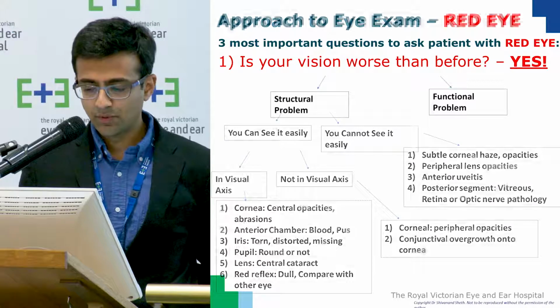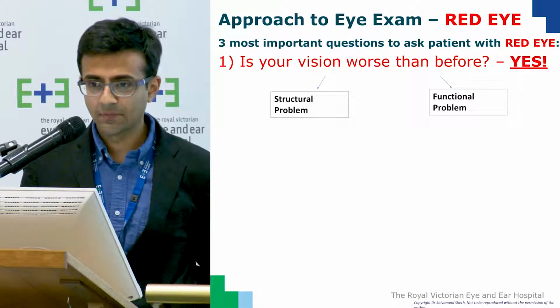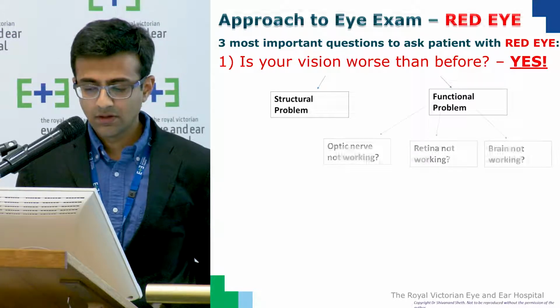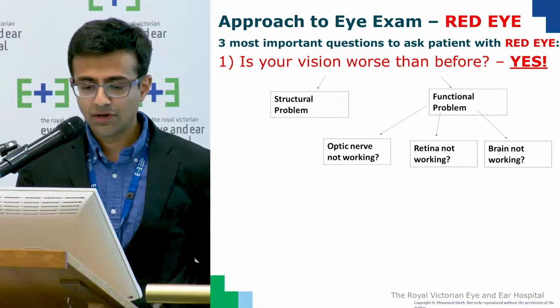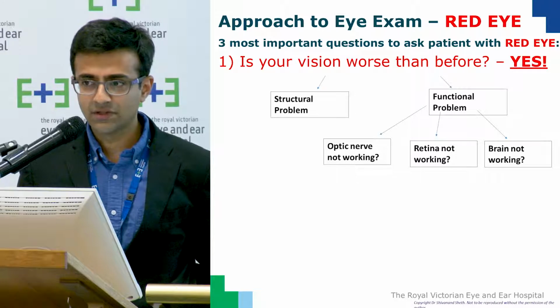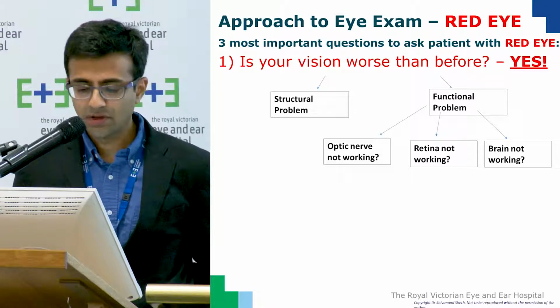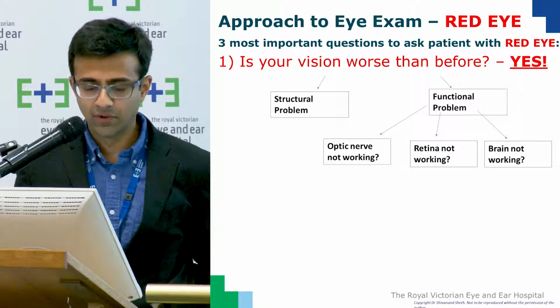Now, what are the functional problems that can explain a red eye with worse vision? So functional problems is that the eye is structurally normal. You can't see any obvious pathology, but the vision is definitely down with a red eye. So is it because the optic nerve is not working? Is the retina not working? Or is the brain not working?